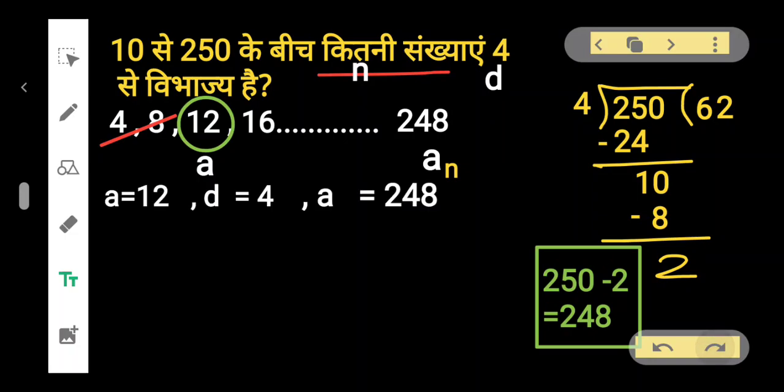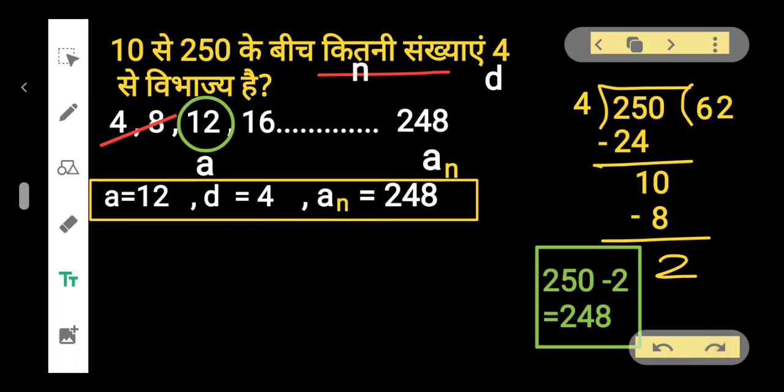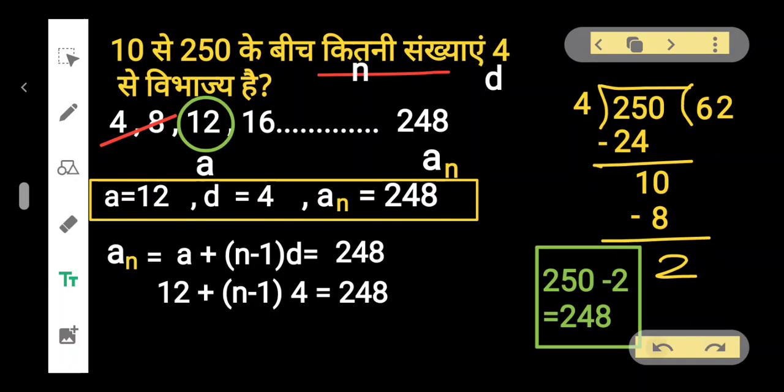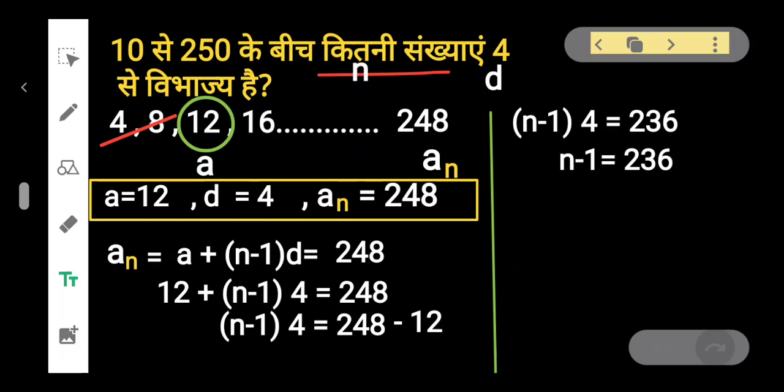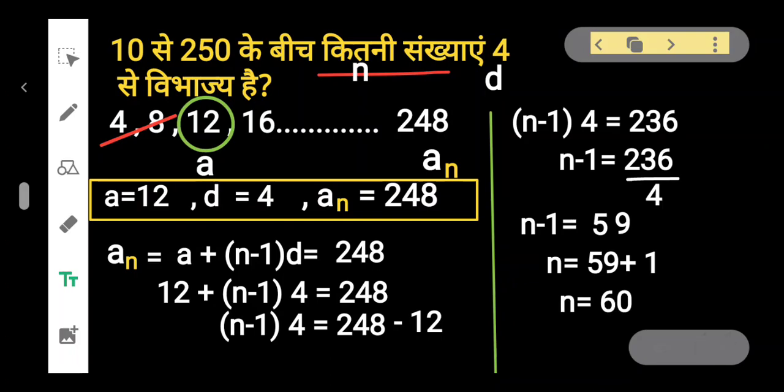Then A is equal to 12, D is equal to 4, and AN is equal to 248. These are given, and we have to find N. Again, the formula is AN is equal to A plus N minus 1 into D. This must be equal to 248. Now, substitute the value of A, 12, plus N minus 1 into D, which is 4, equals 248. N minus 1 into 4 is 248 minus 12. That's here: N minus 1 is 236 divided by 4. This is 59. And N must be 59 plus 1, 60. This is the same answer.